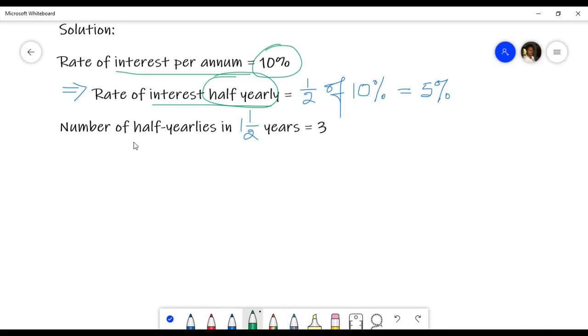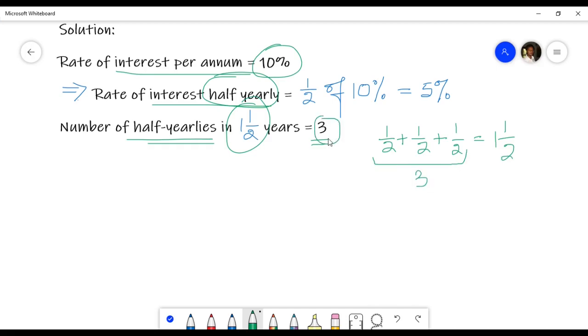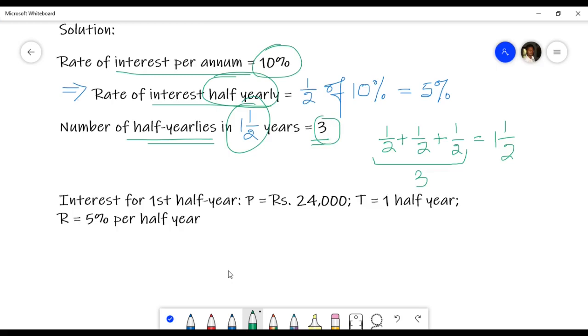Number of half yearlies in 1.5 years. How many halves will be there in 1.5 years? 3 halves. Let me explain how we got 3 half yearlies. Let's take first half plus second half plus third half. When you add these 3 halves, how much do you get? 1.5, right? That is what is given in the question. So the number of half yearlies in 1.5 years is equal to 3. I hope you have understood this.